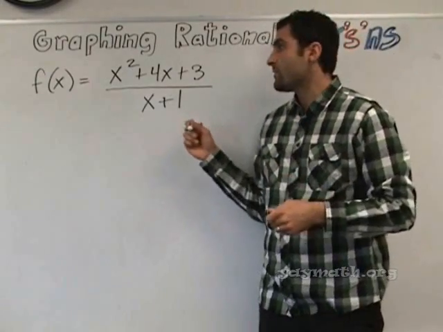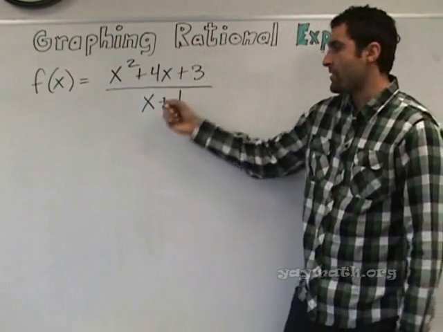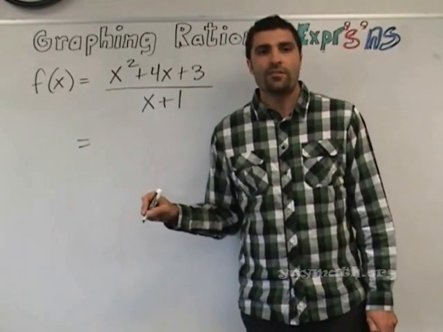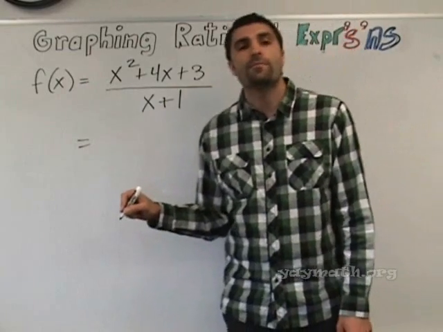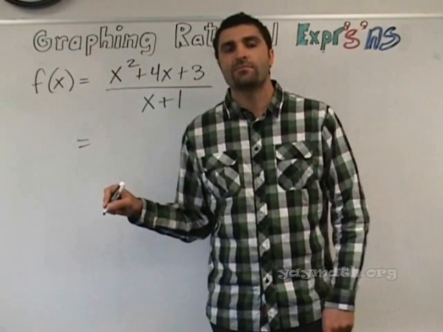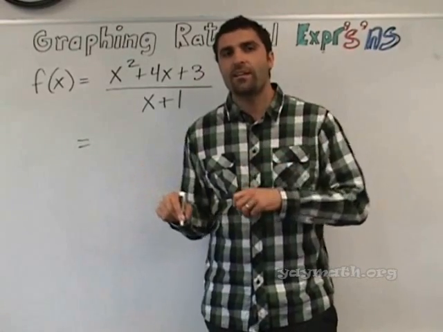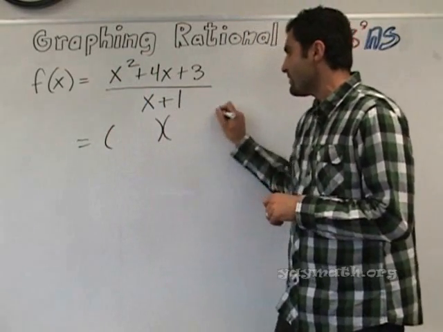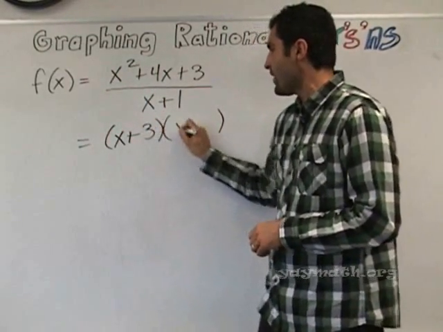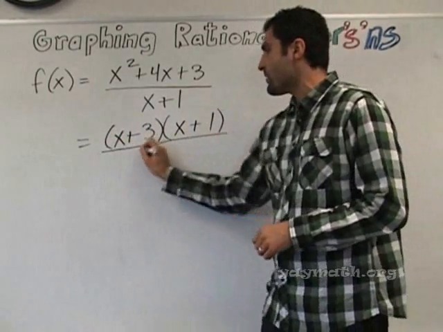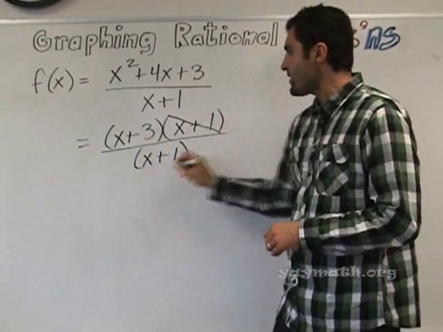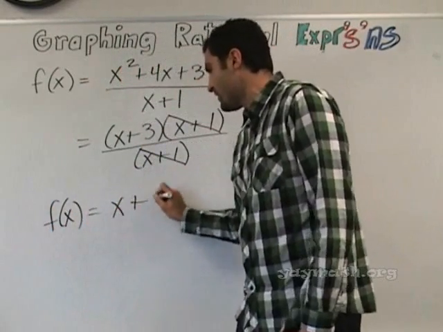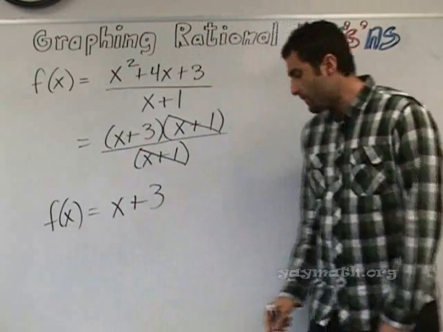The top factors into x plus 3 and x plus 1, so we're going to factor the top and see that it can cancel. Are we always able to factor that? Many of the problems we do will be able to factor, and we'll cross that bridge once we get there. So I'm factoring the top into x plus 3 times x plus 1, over x plus 1. We do have a cancellation policy, so we're left with f of x equals x plus 3.